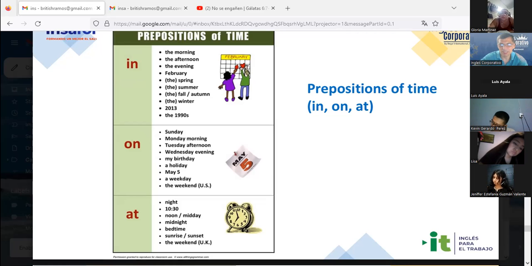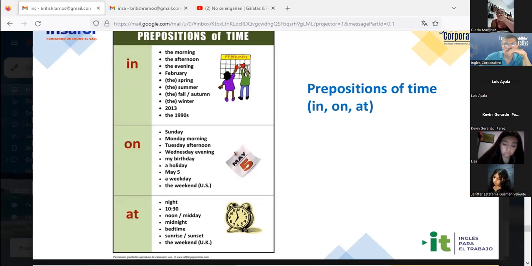What else? Birthday. On my birthday. My birthday is on March 2nd. So rule number two is dates. My birthday is on March 2nd. Write it in your agendas, important, my friends. On March 2nd.